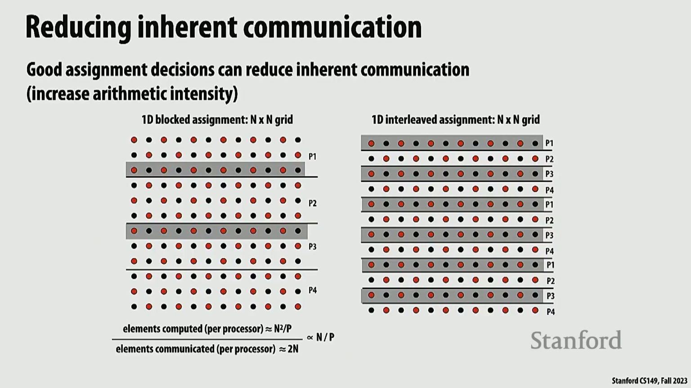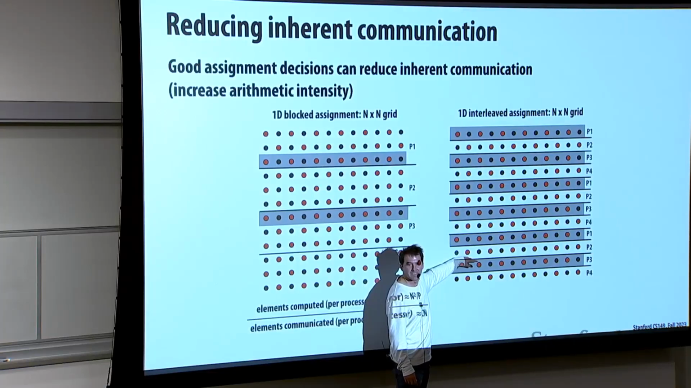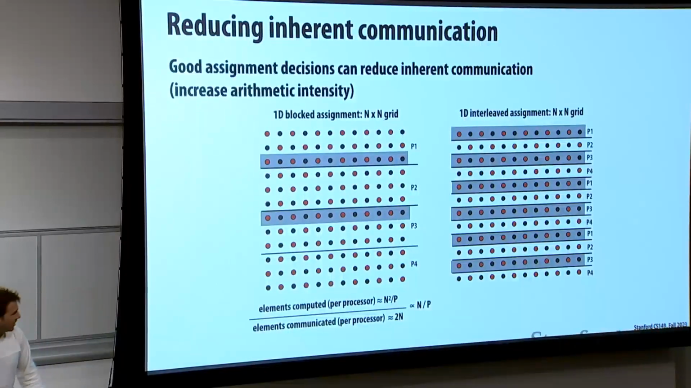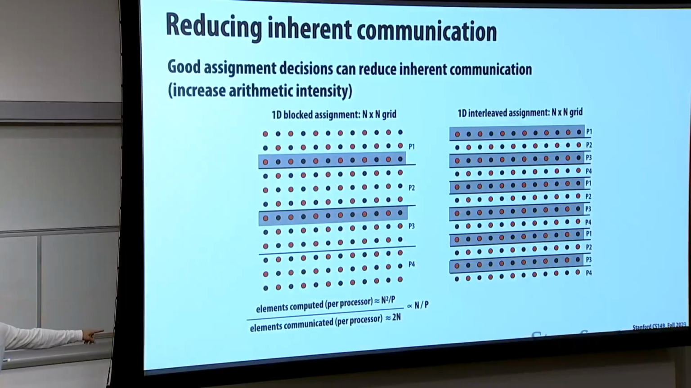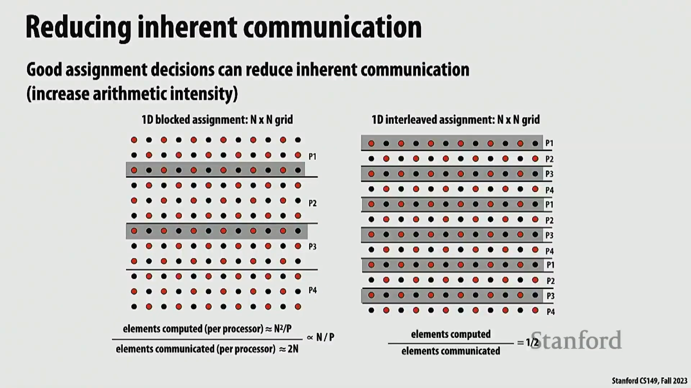Two n squared. Or another way to think about it is, for every row that I compute, how much data do I have to move? 2 rows of data, right? So now my arithmetic intensity has gone from n over p, and let's just assume that n is probably a good bit bigger than p, to 1/2.